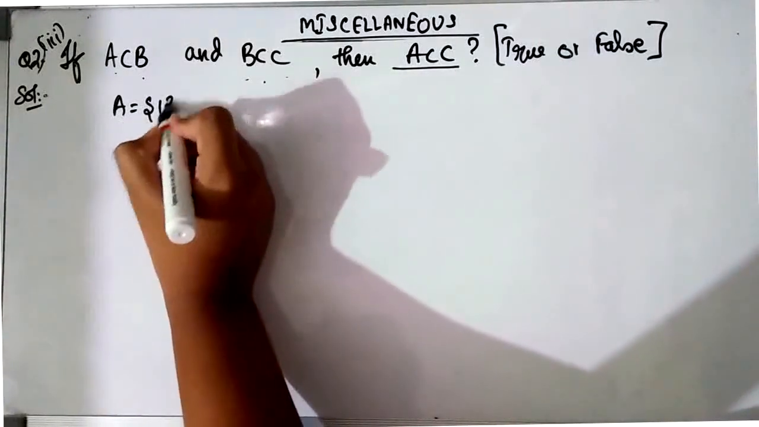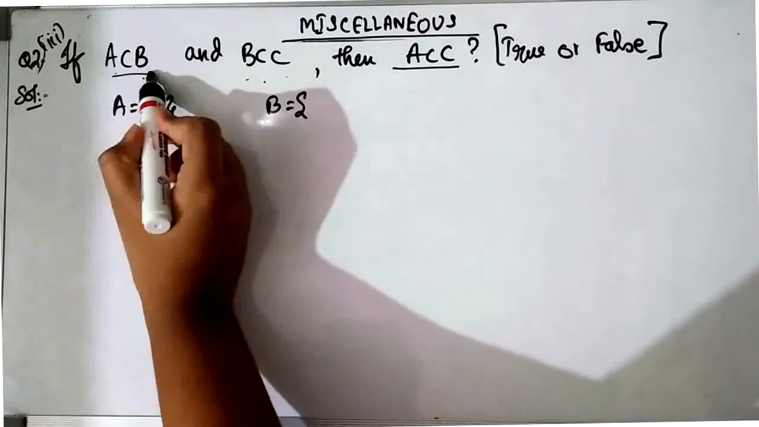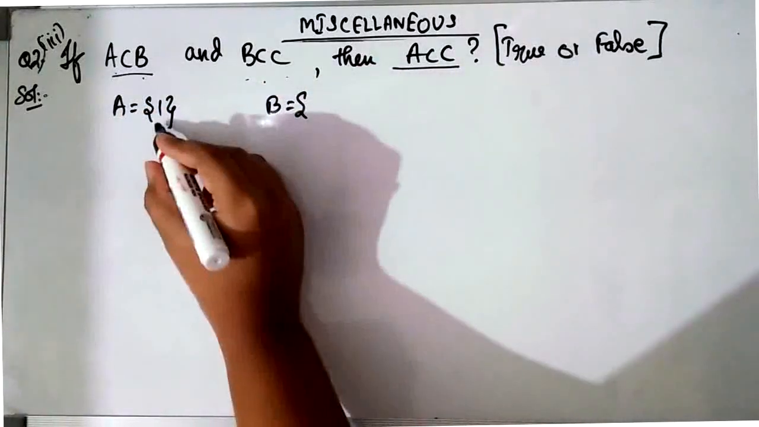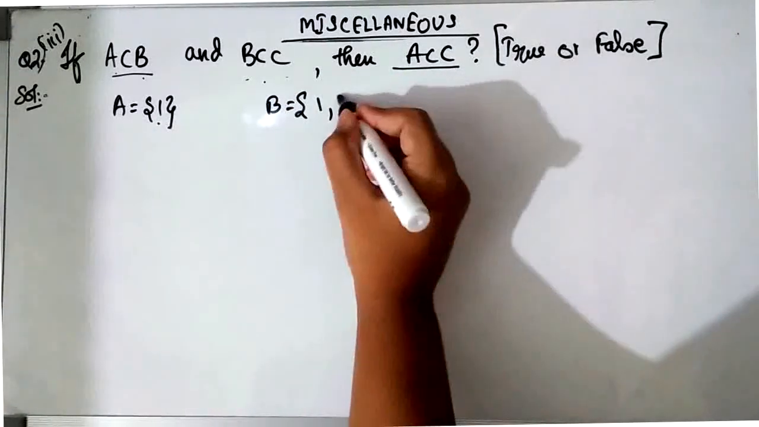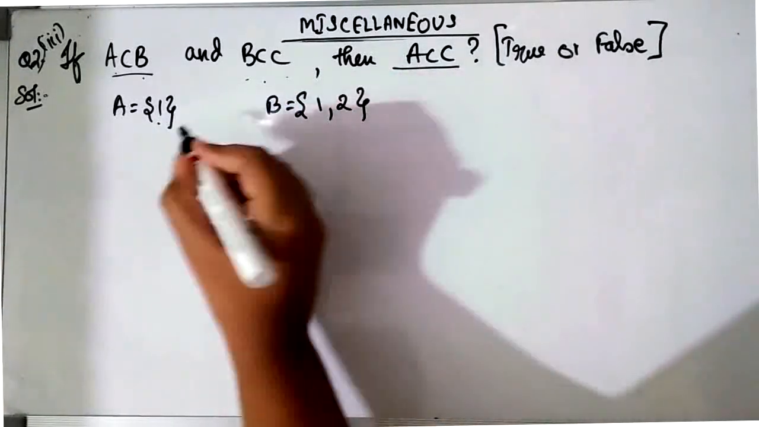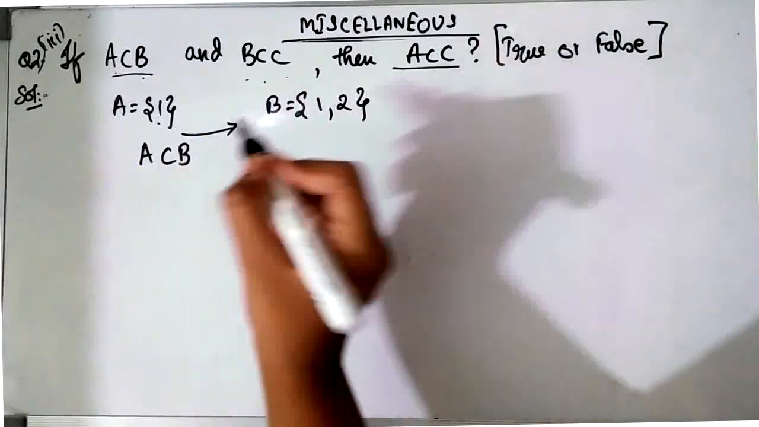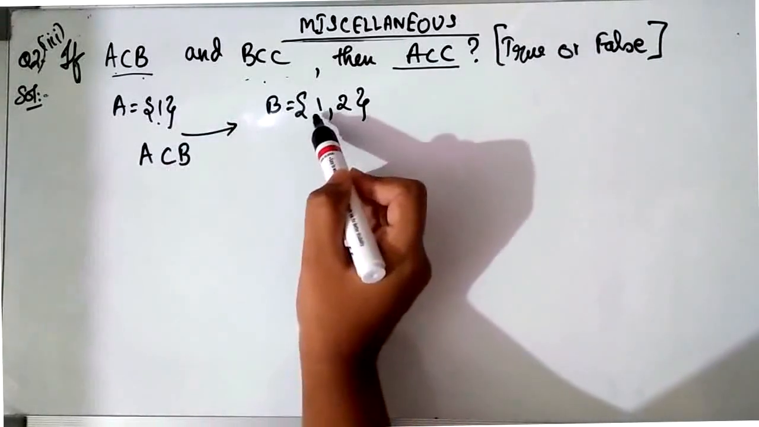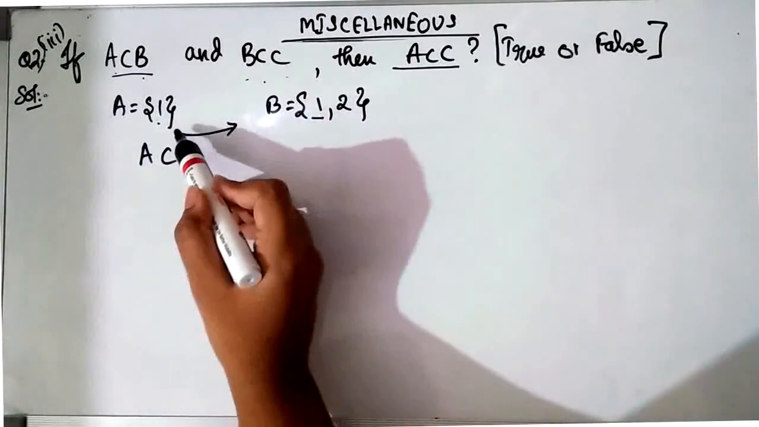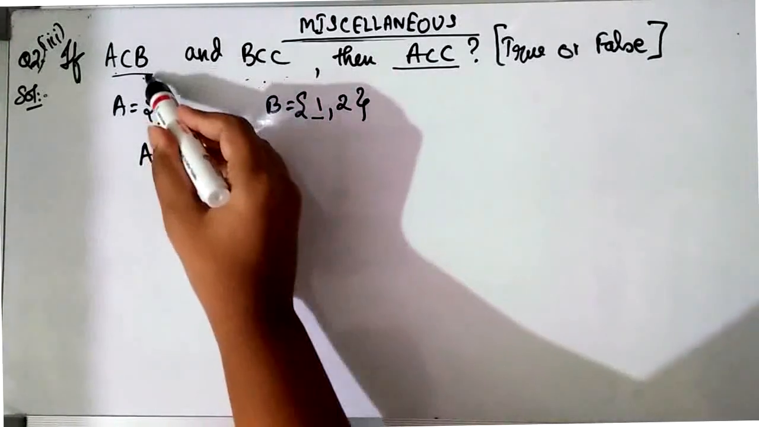So suppose we'll take A to be 1, and we need to take set B such that A should become a subset of B. So this element should be present in B, only then A can be a subset of B. So we will take it to be 1, 2. Now with this we can say that A is a subset of B, because A consists of element 1 and element 1 is present in set B, so A is a subset of B because it is a part of B. So we have fulfilled the first condition.